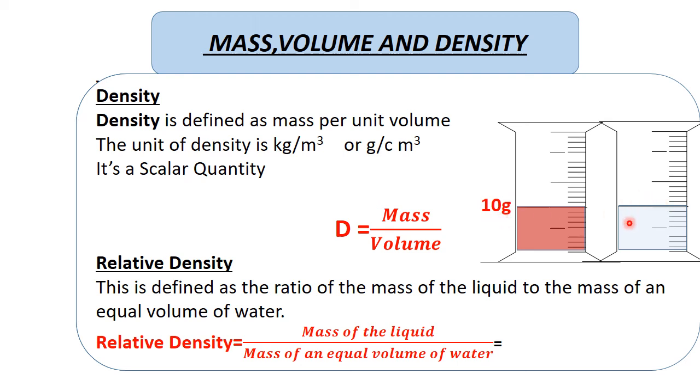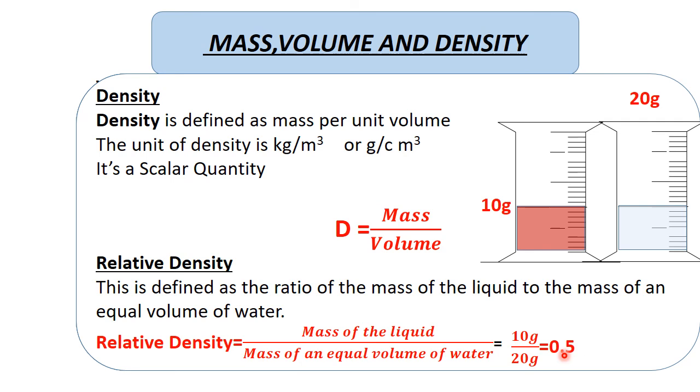Once you do that, you get this water again. You find its mass, which, for example, let's say it's 20 grams. When you weigh this water, because they're different liquids, they're going to have different masses. So let's say you get 20 grams. To get the relative density, you divide 10 grams by 20 grams according to this formula. You put the mass of the liquid here and the mass of an equal volume of water here. When you divide, you get 0.5. So this is your relative density.